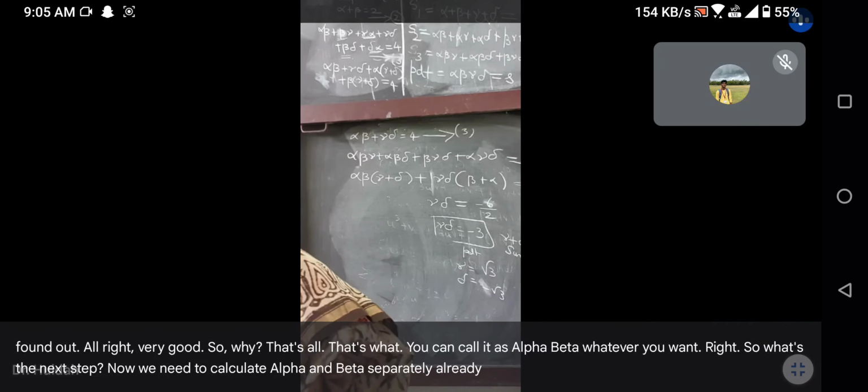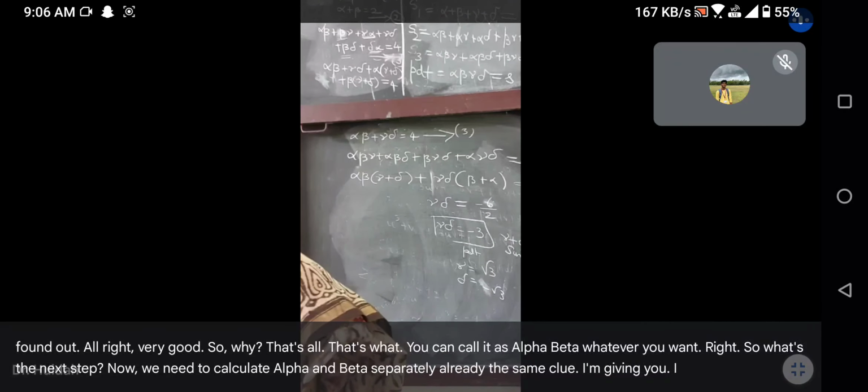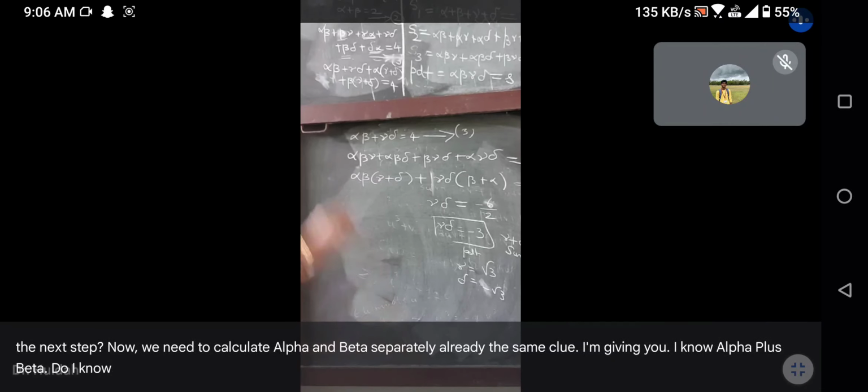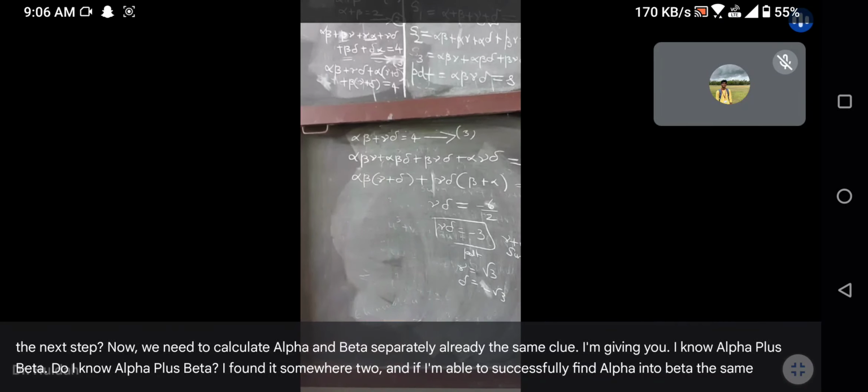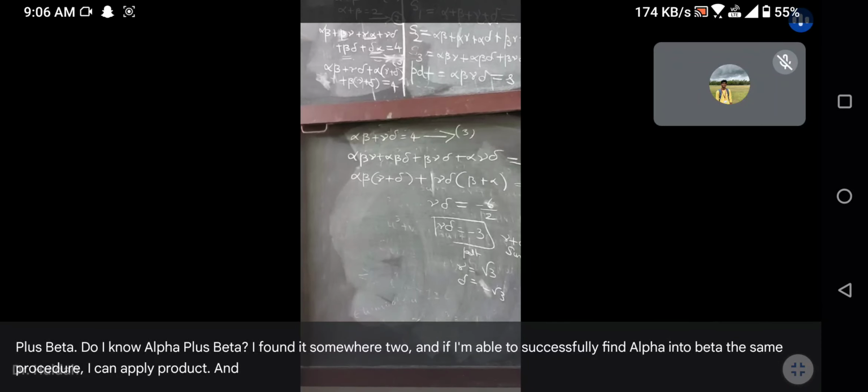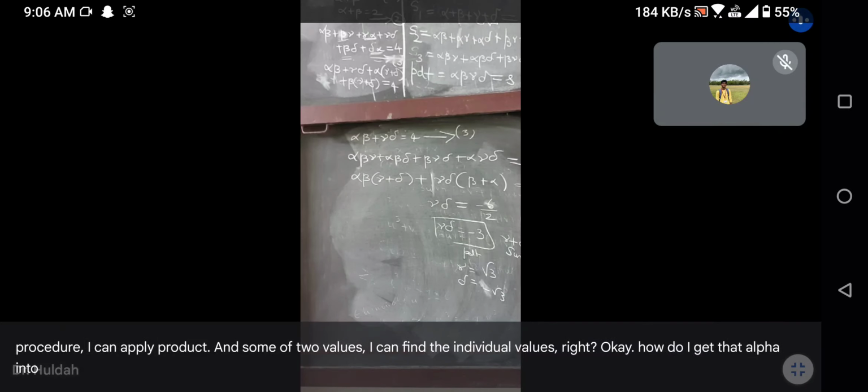Already the same clue I'm giving you. I know alpha plus beta. Do I know alpha plus beta? I found it somewhere. 2. And if I'm able to successfully find alpha into beta, the same procedure I can apply, product and sum of two values. I can find the individual values, right? How do I get that alpha into beta? Any guess? Yes, 4. Very good.